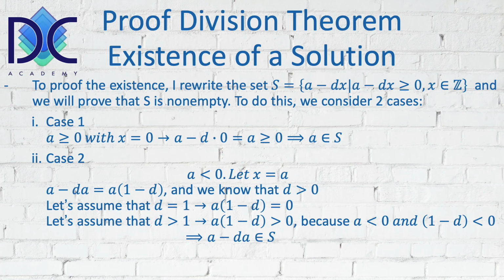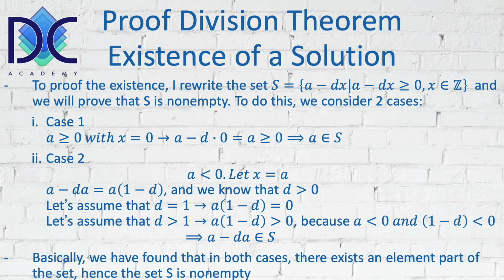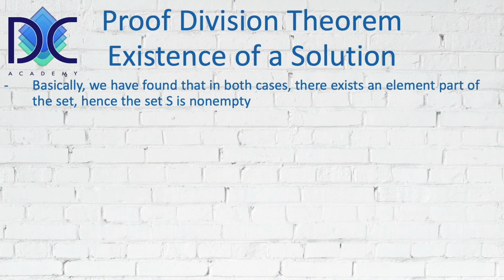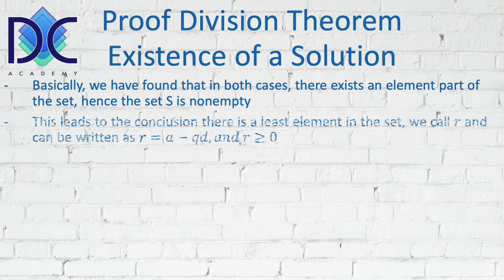So basically, we find here those two cases to be proven. Now, in those two cases, there exists an element, part of the set, which means the set is non-empty. So that's the first element. We already know that the set is not empty. Now we have to find out, is this the lowest or the least number? We know that the set is not empty, but what about this second element, the well-ordering property of that set? So let's have a look at that.